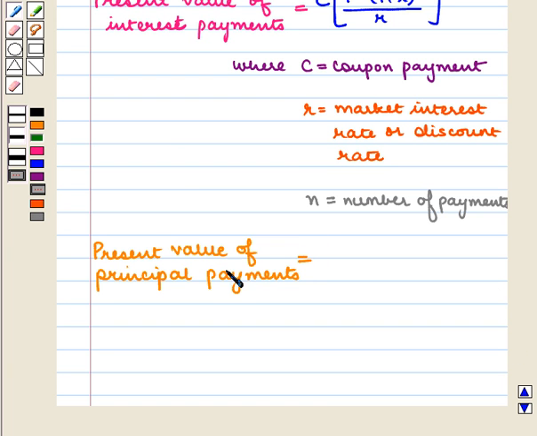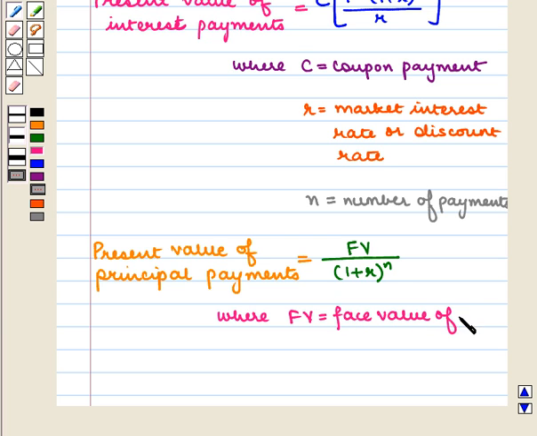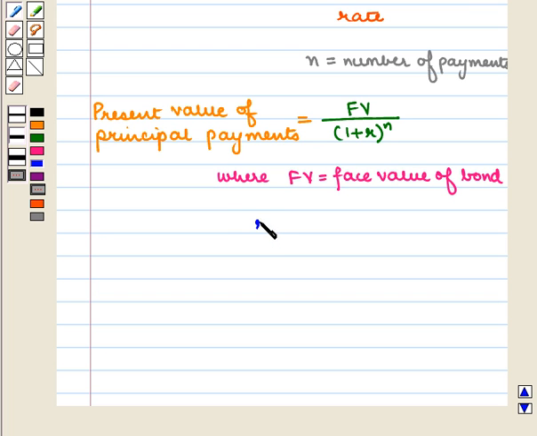And present value of principal payment is equal to FV upon (1 plus R) raised to the power N, where FV is equal to face value of the bond, and R is equal to market rate or rate of return.